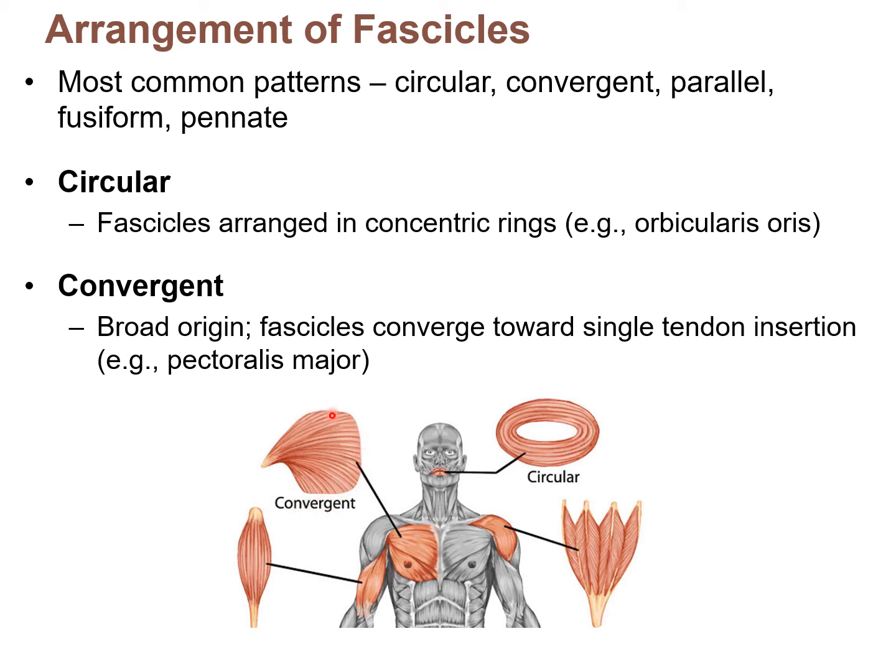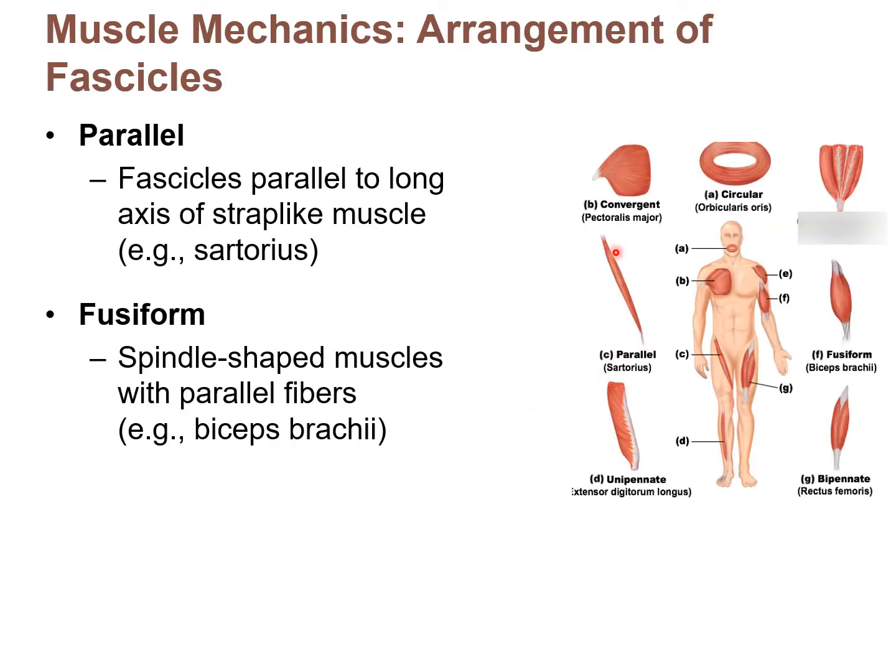Convergent muscles have a very wide origin, but all of these fascicles converge to one point, so we have a very narrow insertion, like, for example, the pectoralis major here. Go to the next slide. Parallel muscles. You see, parallel muscles are very long. Not a whole lot of fascicles there, just a handful of fascicles, but very long muscles like the sartorius that crosses the hip joint and the knee joint. Can't really see it crossing the knee joint, it's a little bit hidden there. Fusiform muscles like the biceps brachii are narrow at each end and wider in the middle.